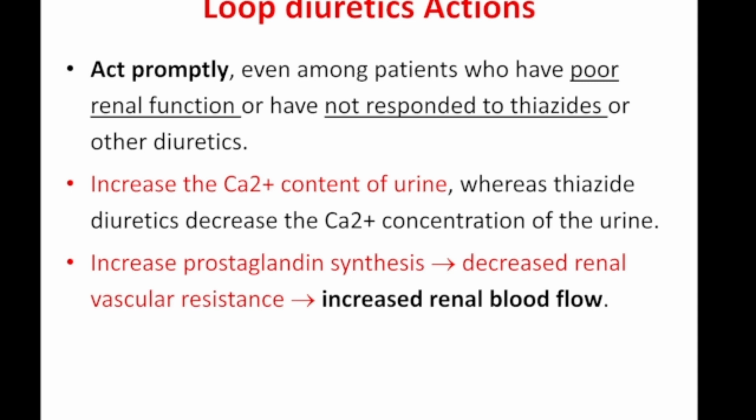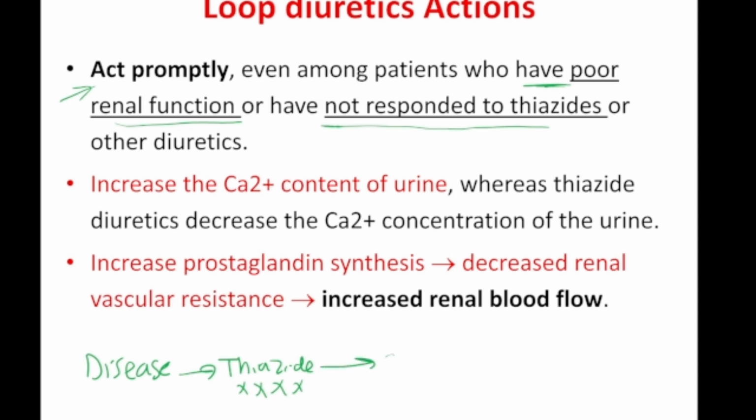Loop diuretic, when you prescribe it, this medication acts promptly, maybe a few minutes to maybe 20 or 30 minutes. It depends on the route of administration. This medication works even in patients with poor renal function. Okay, this medication works on patients who have not responded to thiazide. Let me say, for example, the patient suffers from a disease, and you prescribe thiazide to your patient, but there is no response. The patient does not respond to the thiazide, so the alternative will be furosemide, because it is considered the most effective or most potent diuretic, even in patients with poor renal function.